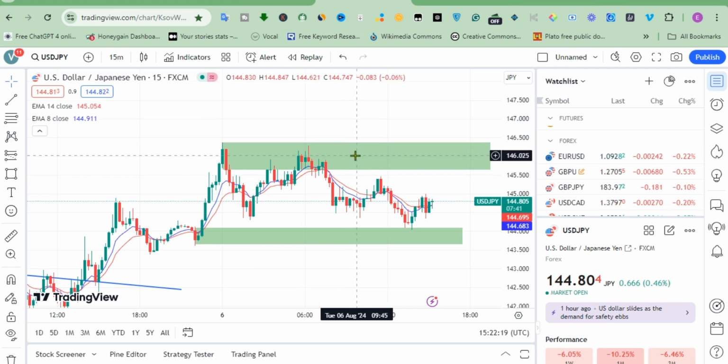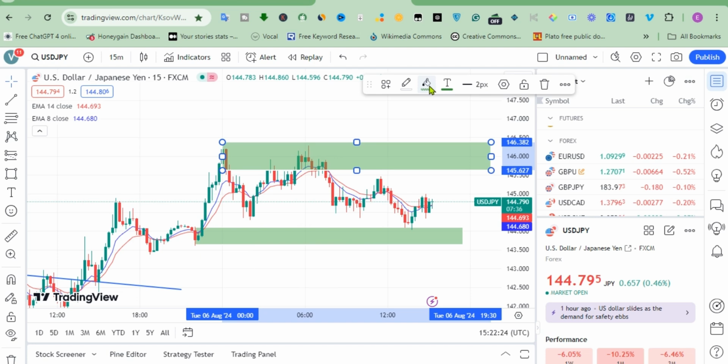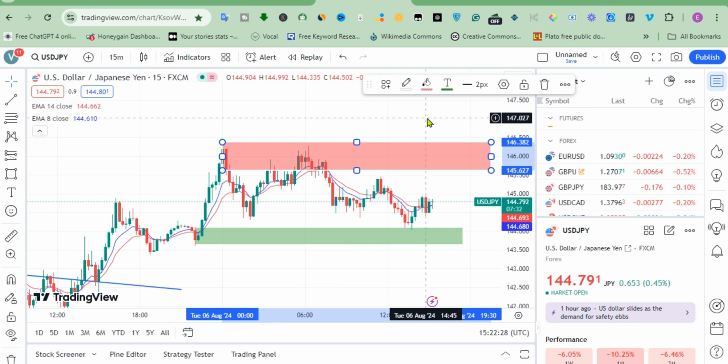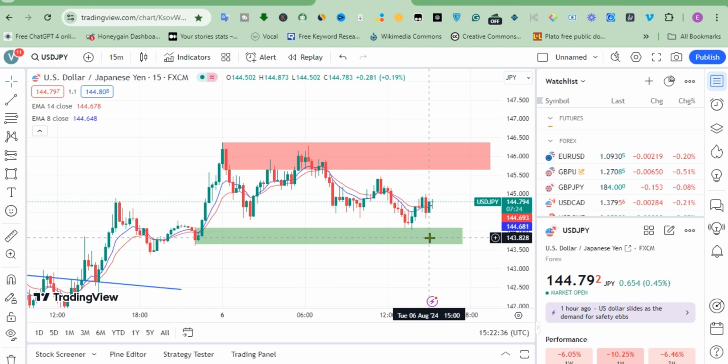Of course, you can give this another color if you want to color it. Okay, you can see when you click on it, something will come up. You can give it another color. Since it's your supply, you can give it red color. Okay, so now the game has started. So this is how to plot. The moment you open your chart, please, this is what you observe and you start plotting.